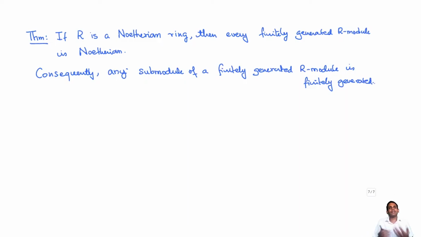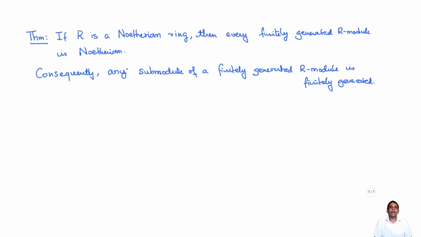See, for Noetherianness, it's very easy to see that if a module is Noetherian, then every submodule is Noetherian. That's the Noetherian condition. But for finite generation, that's not at all obvious. Why would a submodule of a finitely generated module be finitely generated? And that's not even true in general. But when R is a Noetherian ring, this always holds.